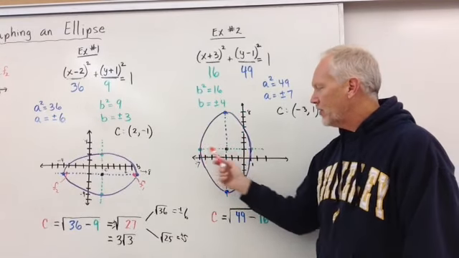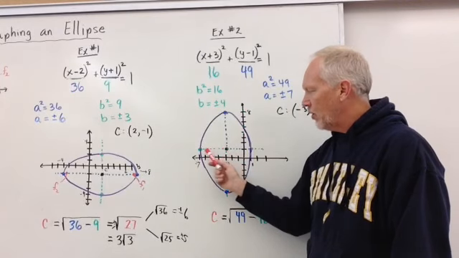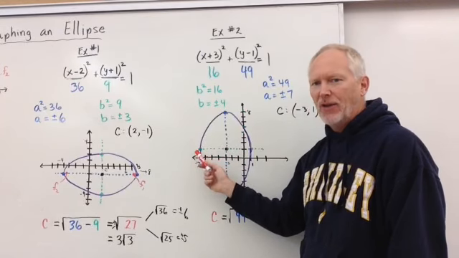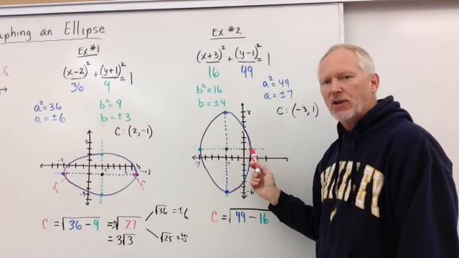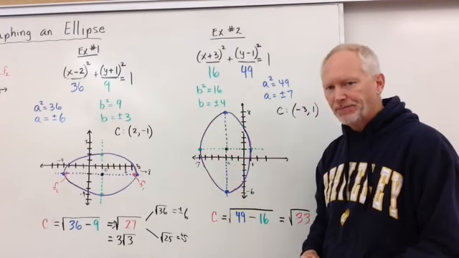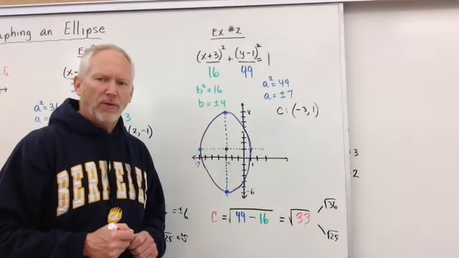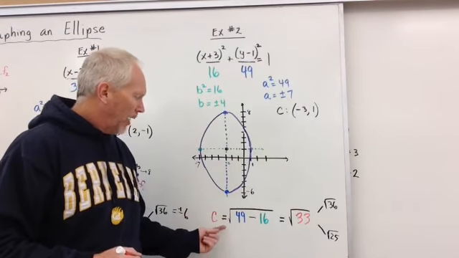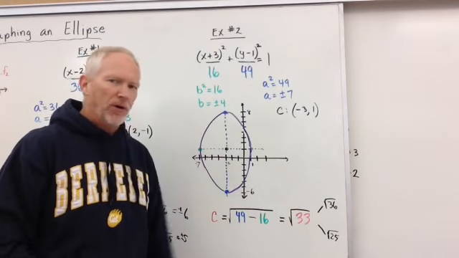And in the x direction, I'm at negative 3. And I've got to go 4, so I should go all the way out to negative 7 here in the x direction. And negative 3 plus 4, I should end up at positive 1. For our c value, or our focal point value, we're at the square root of 49 minus 16, which is the square root of 33.